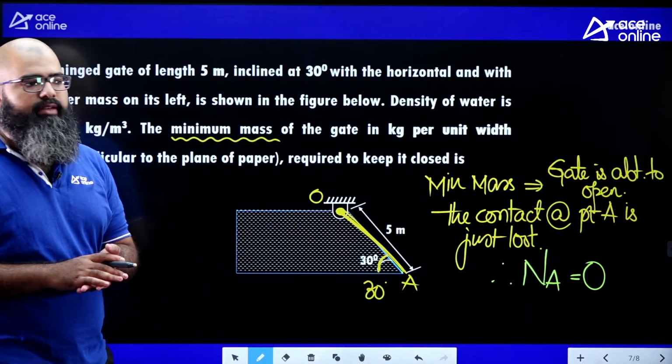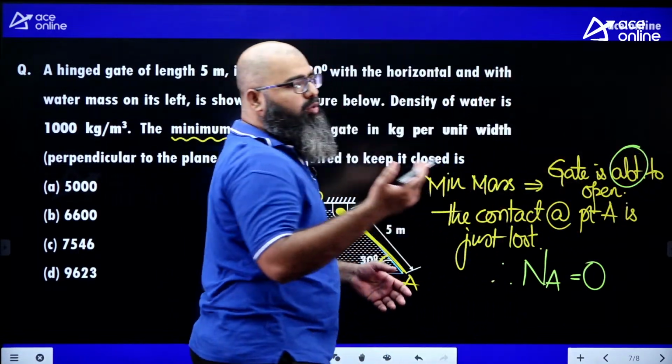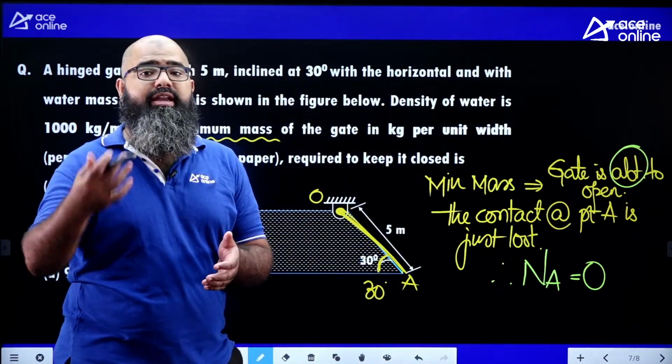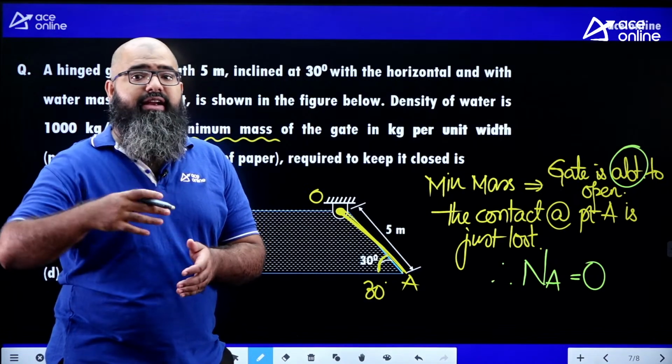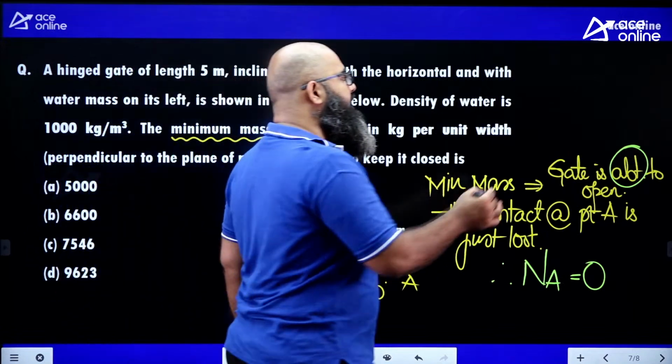0. And since the gate is about to open, I can use multiple words for about to open. I can also say gate is impending to open. Gate is at the verge of opening. All these things are indicating that equilibrium is valid.